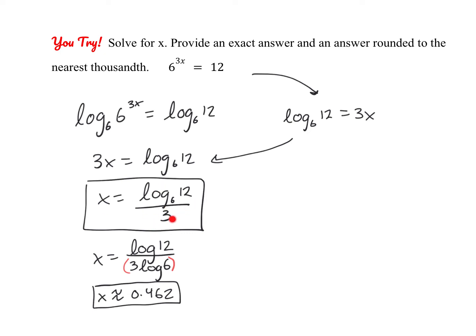So here's an exact answer, and then I used the change of base formula to rewrite it like this so I could plug it into my calculator. Just be careful when you're plugging this into your calculator. You could do log of 12, but when you hit divide, you need to group your denominator, or else it will only divide by 3, and then it will actually multiply by log of 6. So you have to tell your calculator that the entire product is your denominator. So you should get this decimal approximation.